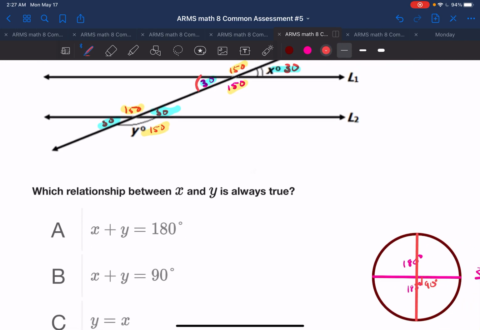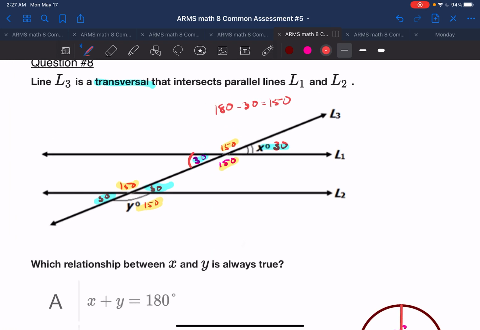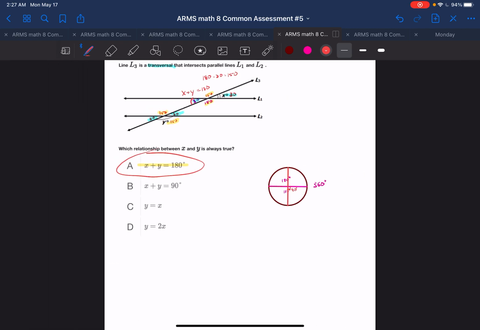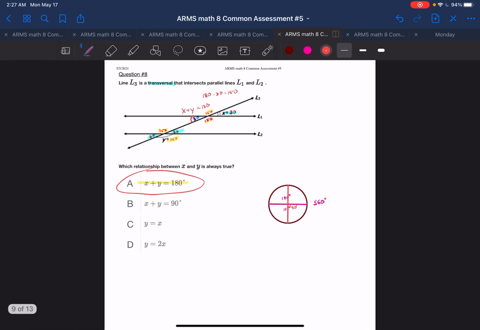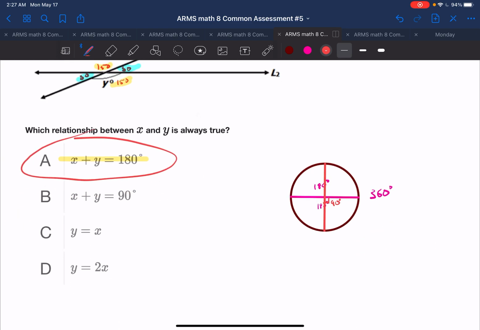So scroll down here. What's the relationship between x and y? It's always true, right? X plus y, like we said here, is always going to equal 180. X plus y is going to equal 180. That's it.